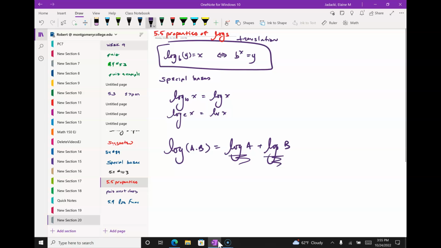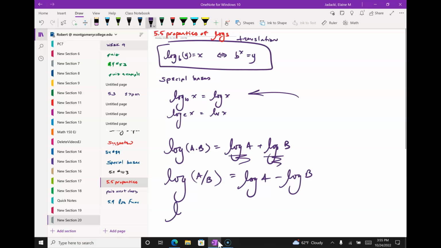Yes. Log is base 10. Right here. Log is base 10. I'll prove that one to you, okay? It's easy. Let's look at the two more first. Log of a divided by b is log of a subtract log of b. And log of a to the n is n times log of a.